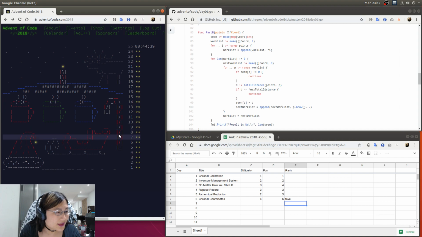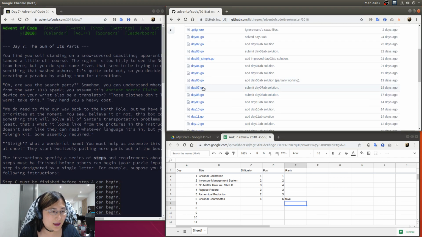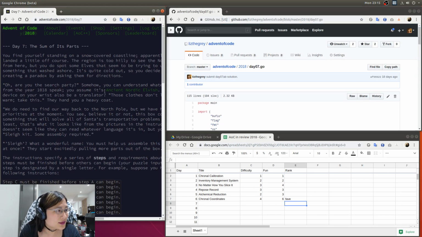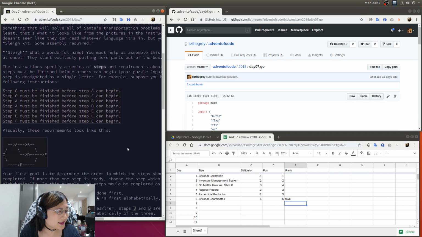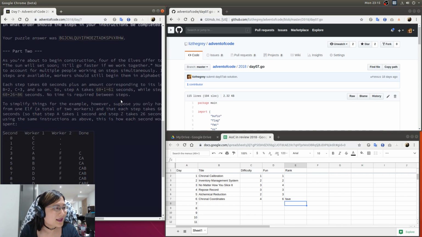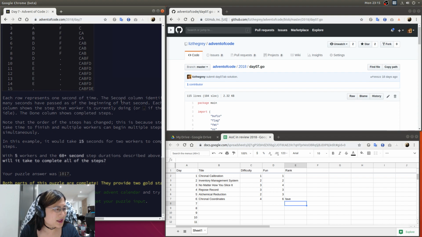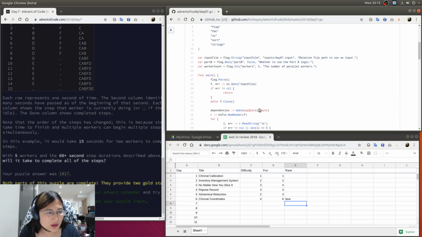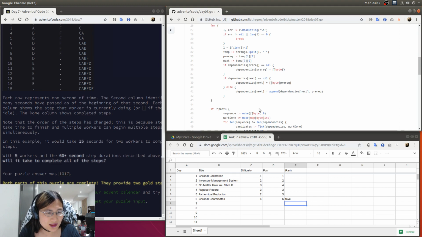Okay, day number 7. What happened in day number 7? So in day number 7, this was constructing dependency trees, so trying to figure out, given a list of items that define what depends on what, how do we actually figure out what order we can do them in, and can we do it in parallel? So this one was hella cool, not because it was especially difficult, but because it was pretty fun.